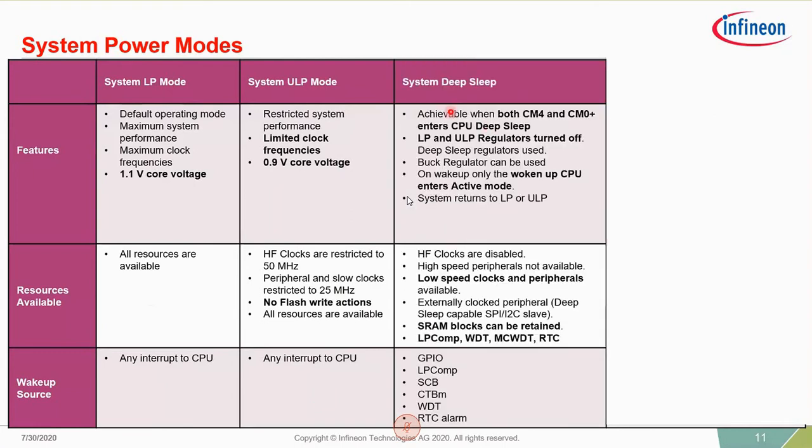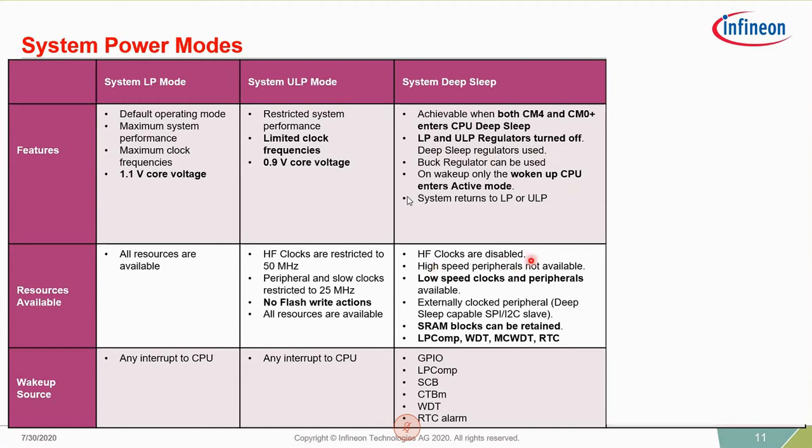Now moving on to system deep sleep. It is achievable only when both CM4 and CM0+ enter CPU deep sleep. Here the LP and ULP regulators are turned off and deep sleep regulators are used. The buck regulator also can be used. We'll speak about regulators in further slides. On wake up, only the woken up CPU enters CPU active mode, and the other CPU will remain in CPU deep sleep, and the system will return to low power or ultra low power based on which mode the device was in before transitioning to system deep sleep mode.